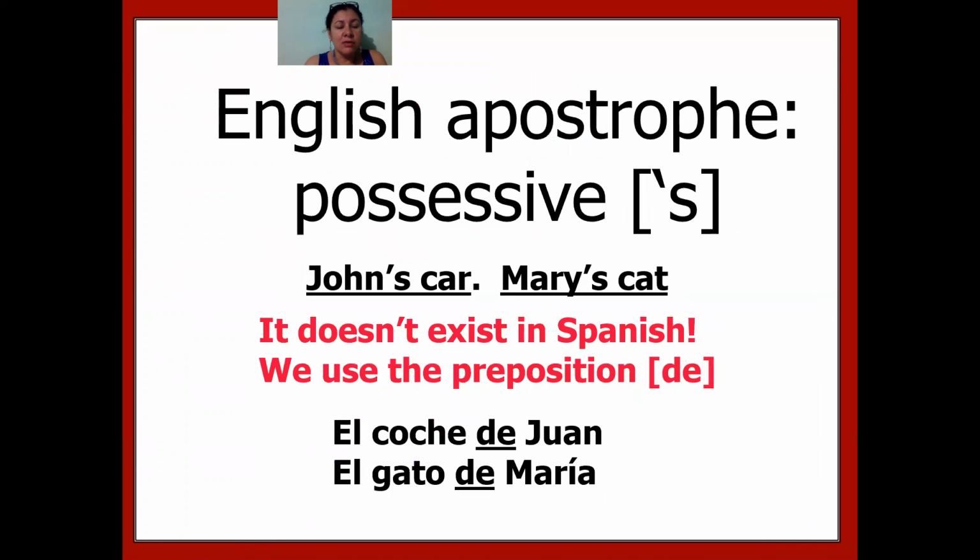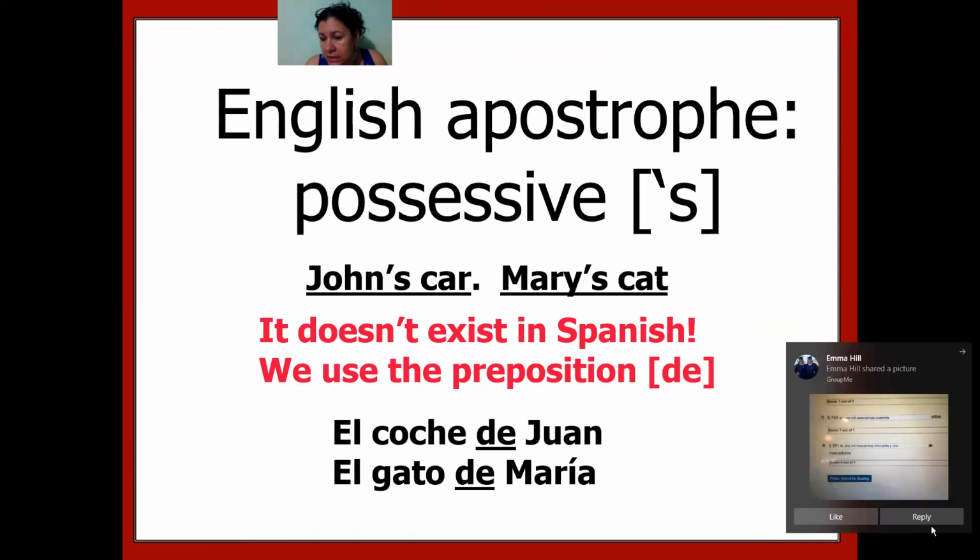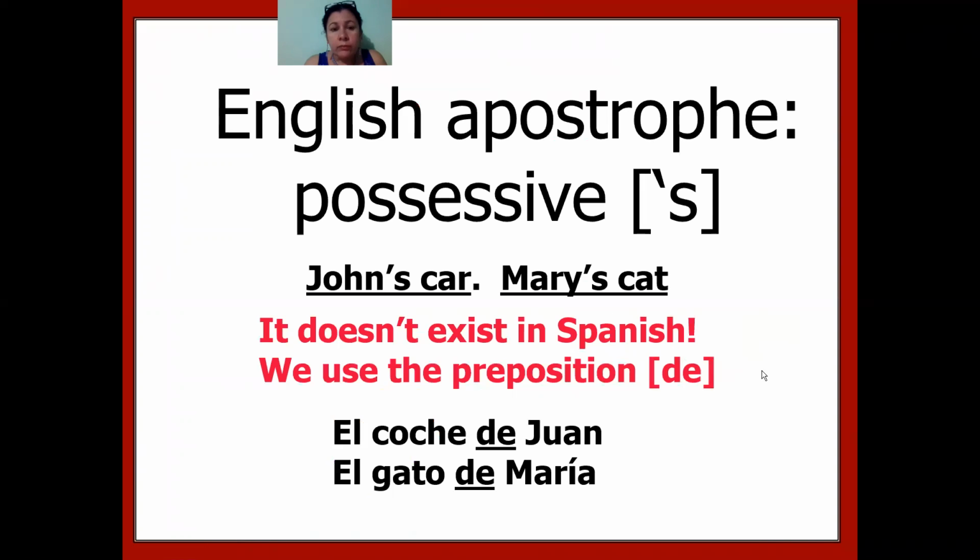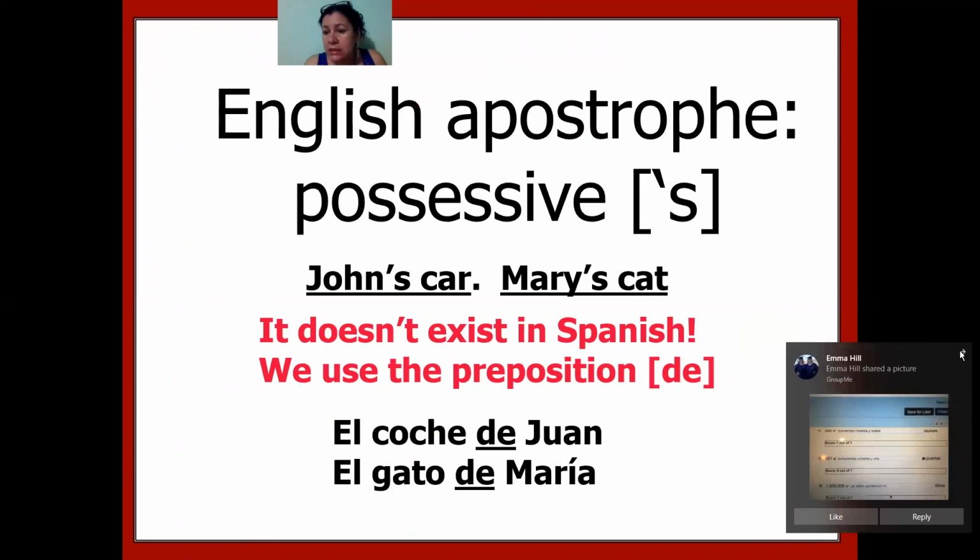Let's address the filter of English. The possessive apostrophe doesn't exist in Spanish. We don't even have the same word order at all. See? So look at that. When you say John's car or Mary's cat, we do not even say John carro or Maria's gato. No, that word order doesn't exist.